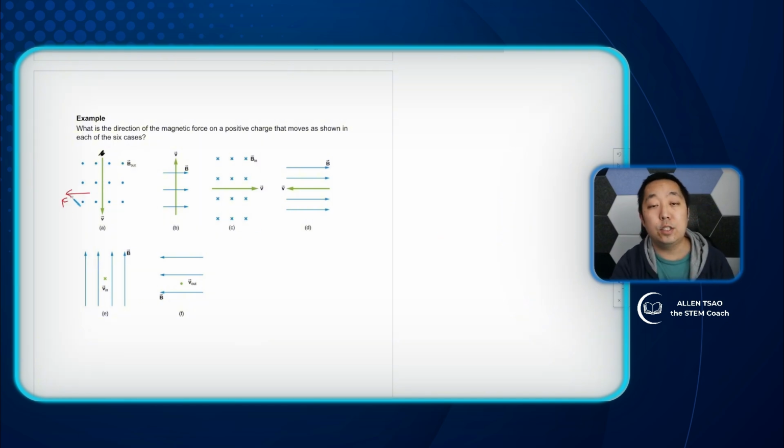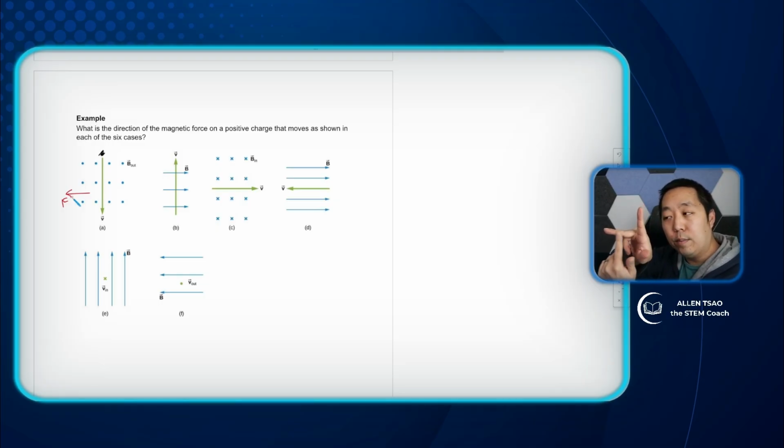Okay, let's do this second one here. Index finger, velocity is pointing up. My middle finger is the magnetic field. It needs to point to the right, but I still need this to point up, so I have to rotate my hand to where my middle finger is now pointing to my right, my velocity is still pointing up, and my thumb is now pointing into the page, and so the force would be going into the page.